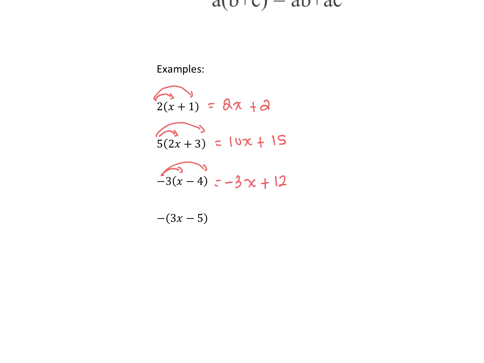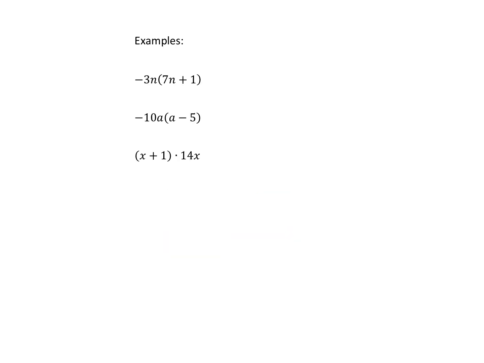If there is no number in front, but we have this negative sign, remember that that means negative 1, so it's still a coefficient. So we're multiplying negative 1 times 3x, which is negative 3x, and then we have negative 1 times negative 5, which is positive 5. So just be careful of signs. Here's a couple more examples.